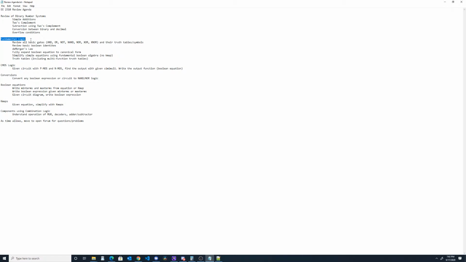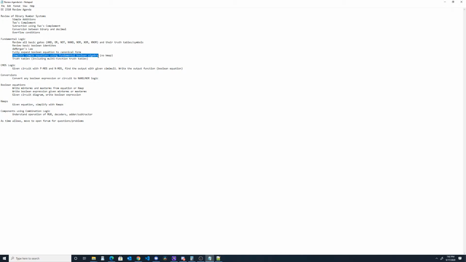So how can we actually subtract two binary numbers using 2's complement? I'm then going to move on to some more fundamental logic topics. I'm going to review our basic gates: AND, OR, NOT, NAND, NOR, XOR, and XNOR, and their truth tables and symbols. I'm going to review our basic Boolean identities. DeMorgan's Law is a very important one that I'll be going over. How we expand Boolean equations into canonical form, so fully expanded SOP, sum of products form, and I'll go over, very briefly, POS or product of sums.